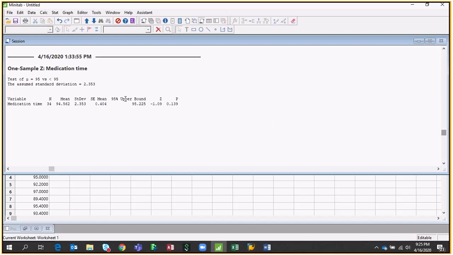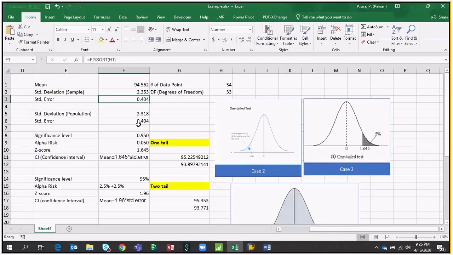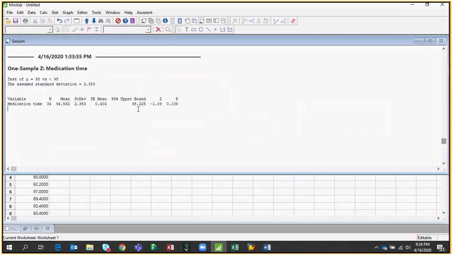Now in the 95% upper bound, this is your confidence interval, because it is showing only one value. Why? Because it is only one tail, less than 95. This is what we are checking, right? So it is 95.225. This is your upper bound, 95.225. So in our case, you can see here 95.225 upper bound. Upper bound means plus. Okay. So this is your confidence interval.